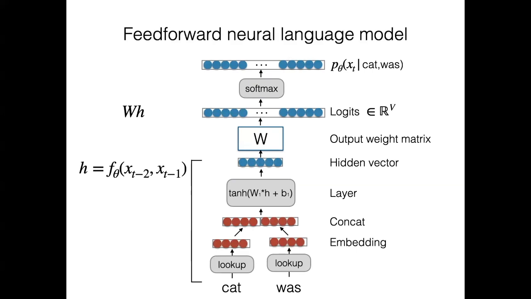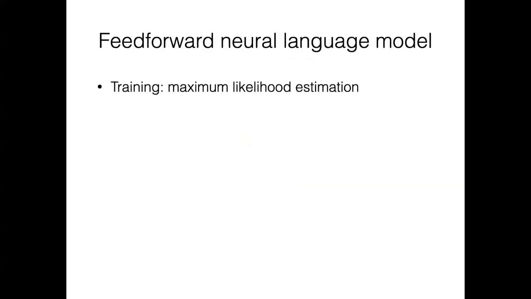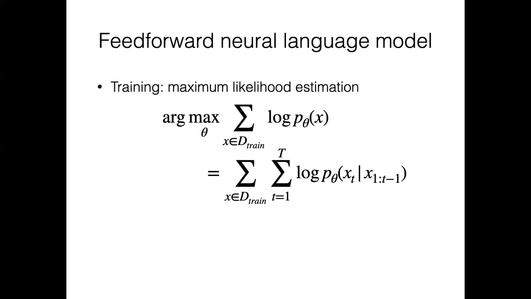Okay. Now, in order to train this model, we're going to again use maximum likelihood estimation. So this is just the formula from before, where again, we want to train the model's parameters so that it assigns a high probability to the training data. And if you expand this out using the chain rule, then you get these terms for each step. So here we have the next token given the previous ones.